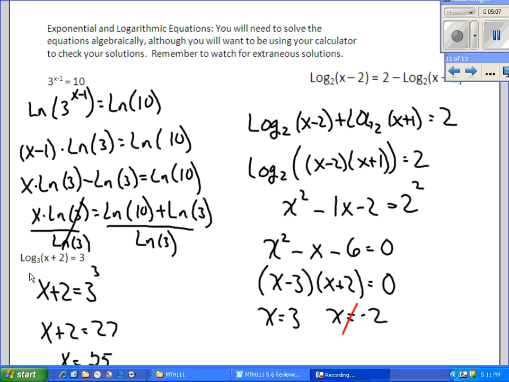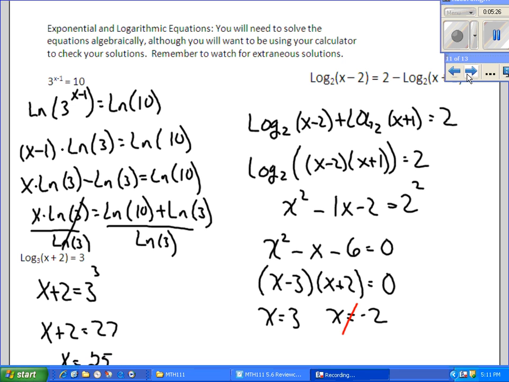Then I've got a log equation here, log base 3 of x plus 2 equals 3. This one, once I rewrite it in exponential form, swinging the base of the log around to be the base of the exponent, 3 to the power of 3, I've got a much simpler looking problem. X plus 2 equals 27, so x equals 25.